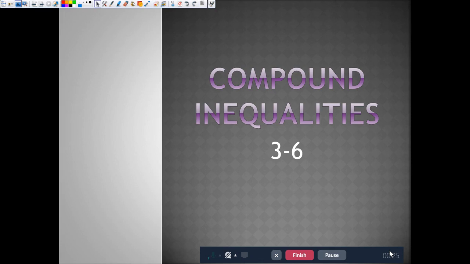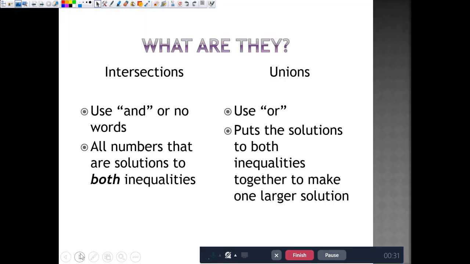So the two different types are up here. An intersection uses the word and, or it has no words at all, okay? All numbers that are solutions to both inequalities, so it's in its connection, they go together. You'll see that on the next slide. A union uses the word or, and it puts both solutions to the inequality. It makes one large solution.